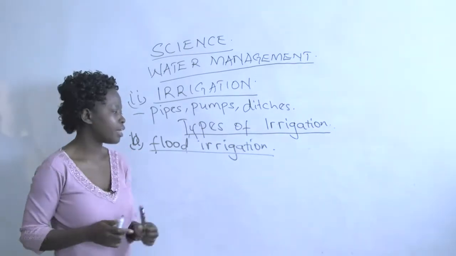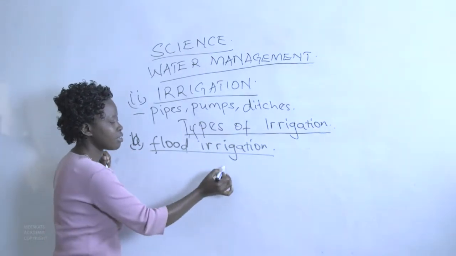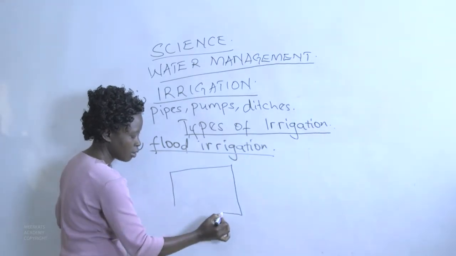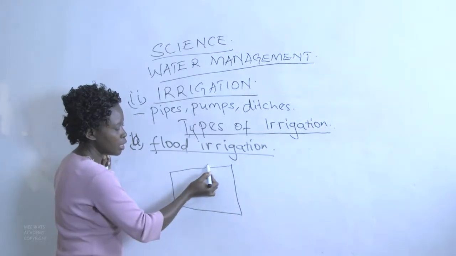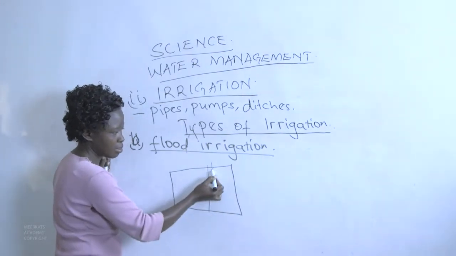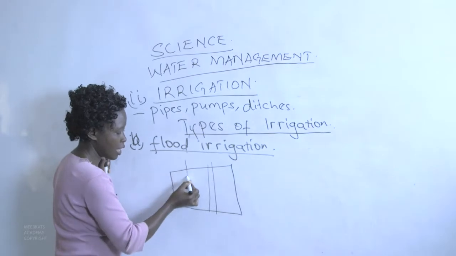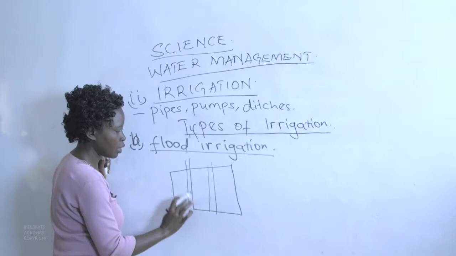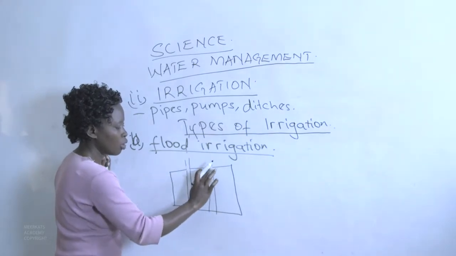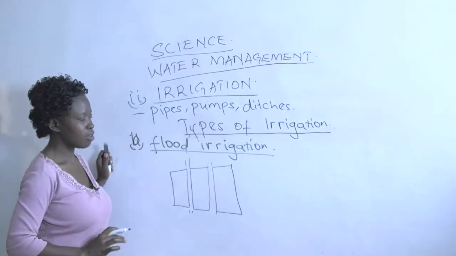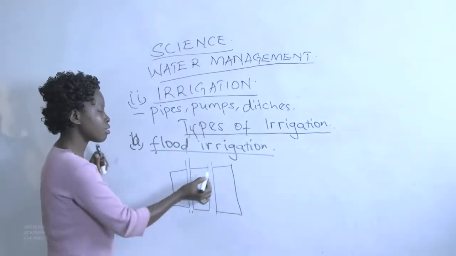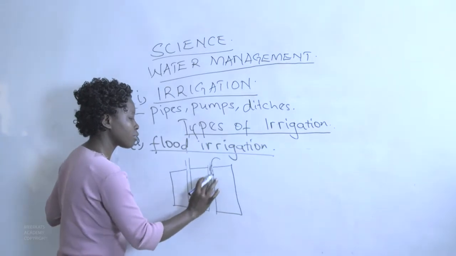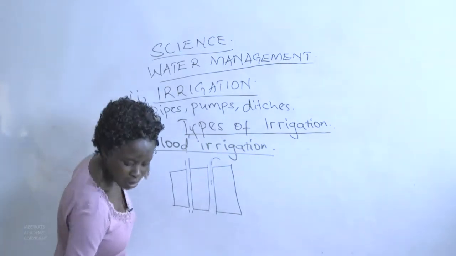So with flood irrigation, what happens is, if this is the piece of land we have, then we dig up channels in the land so that I'm having furrows in between. These channels, what happens is you release water into the channel. So the channels are filled up with water.